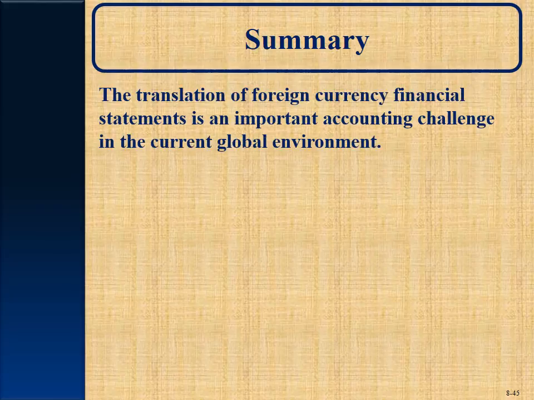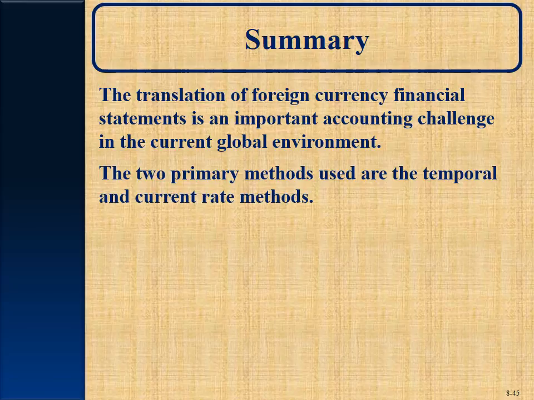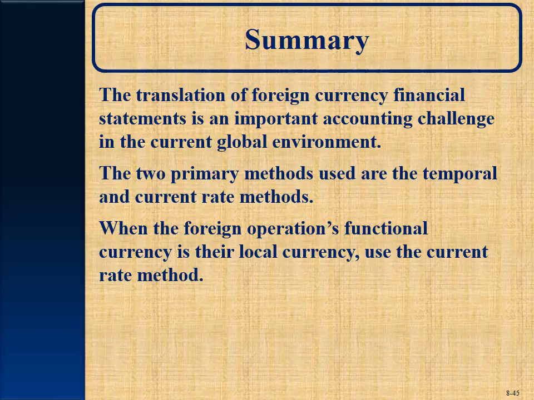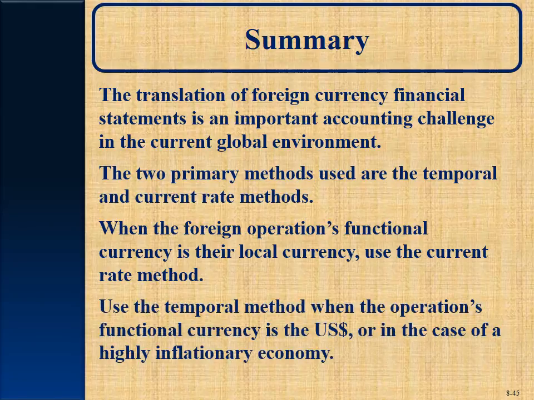So our summary. The translation of foreign currency financial statements is an important accounting challenge. We could see that. And from your comments on Chapter 7, you can see it gets complex. But it's important to know because the world is global. Businesses are dealing all the time with foreign subsidiaries. The two primary methods used are the temporal and current rate methods, and we looked at both in detail. When the foreign operation's functional currency is their local, use the current. When it's the US dollar, or if it's a high inflationary economy, we use the temporal.